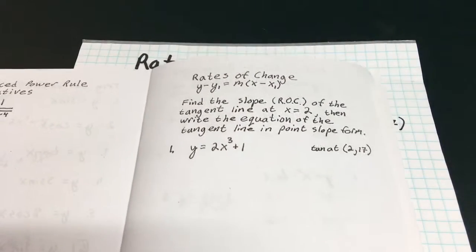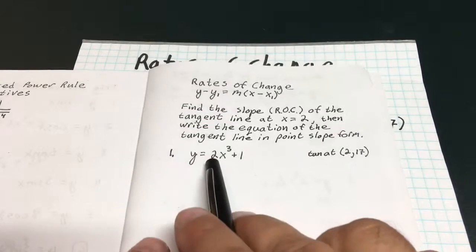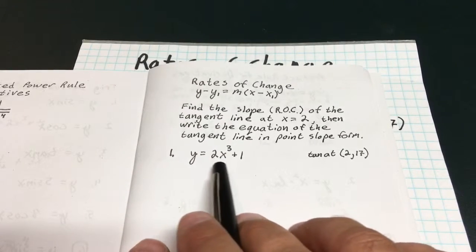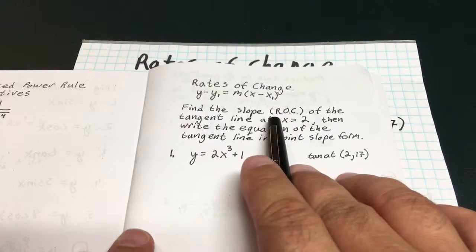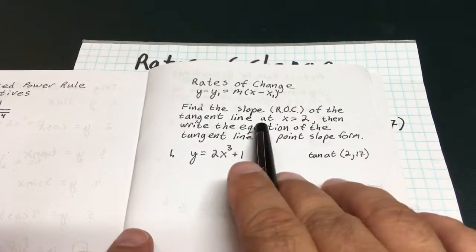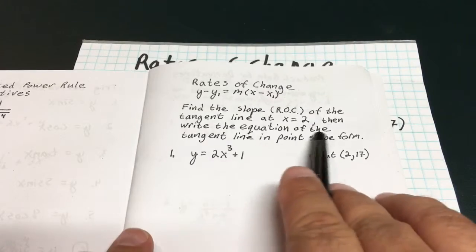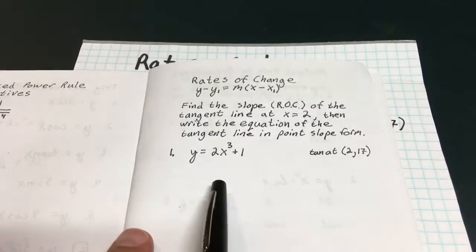I'm on page 6 here, and what I want to do is find the line tangent to the curve at the point (2, 17). So it says find the slope, rate of change, sometimes called the instantaneous rate of change, of the tangent line at x equals 2. Then we're going to write the equation of the tangent line in point slope form.